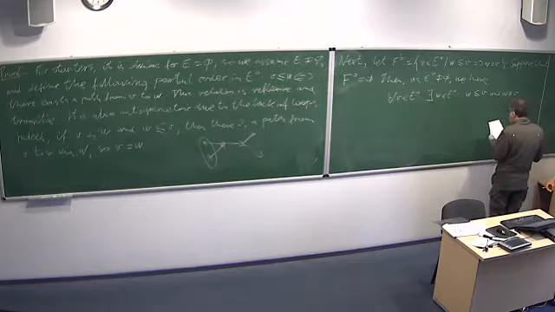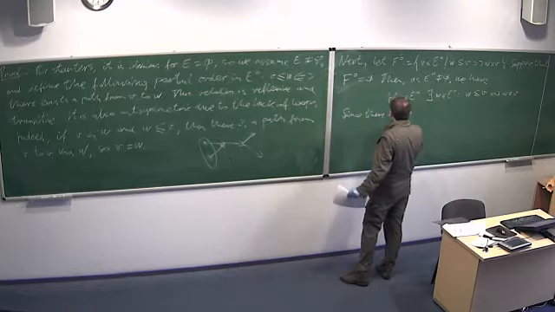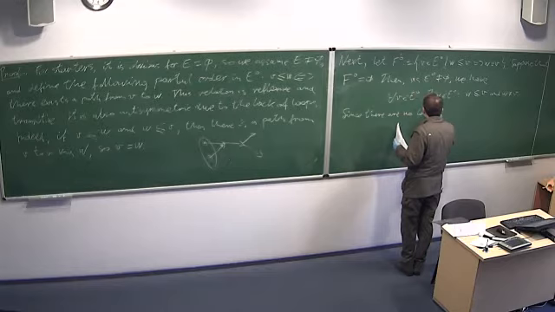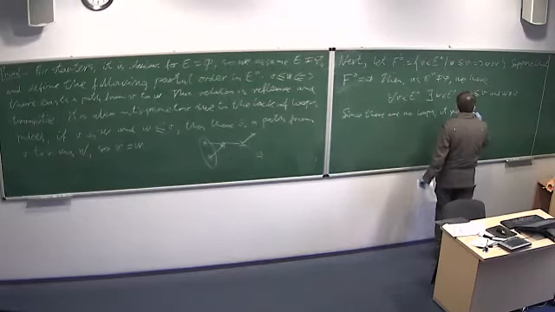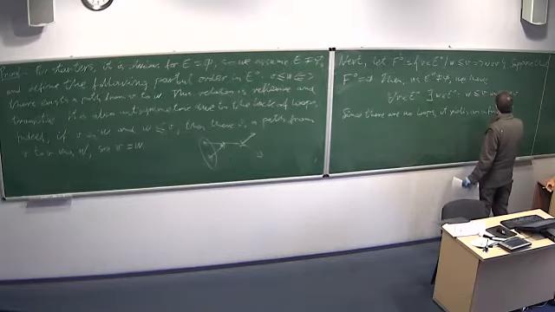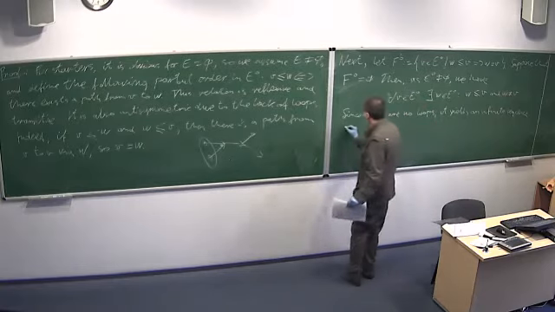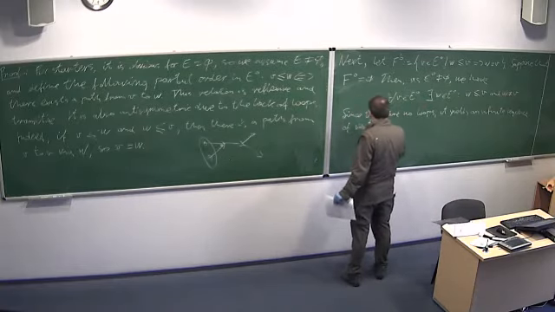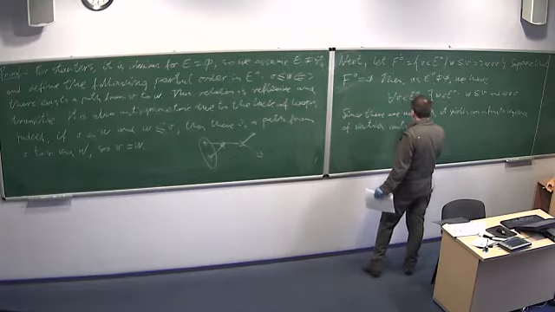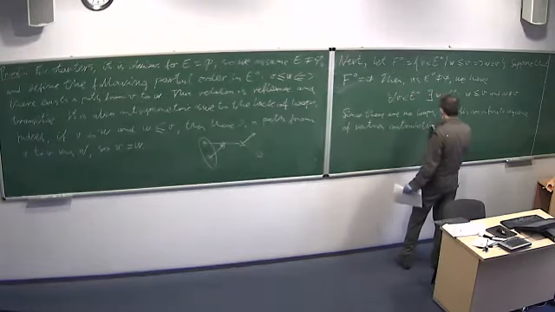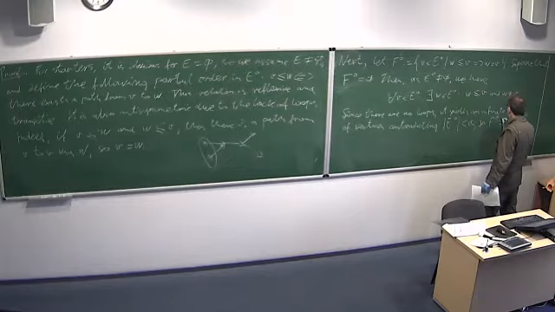So let me write it down. Since there are no loops, it yields an infinite sequence of vertices, contradicting the finiteness of E0. So we can conclude that F0 is not empty.